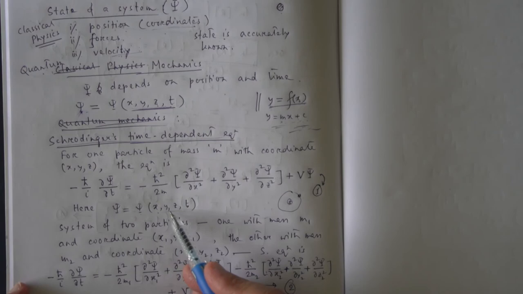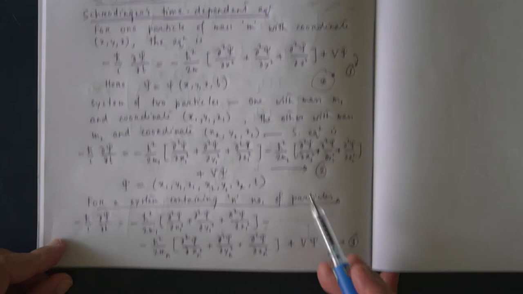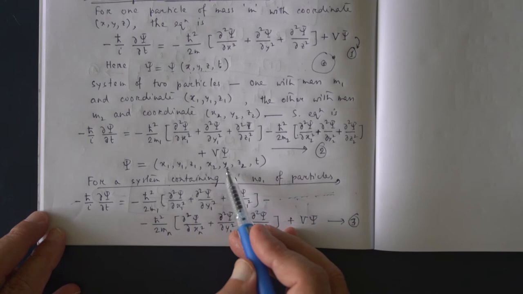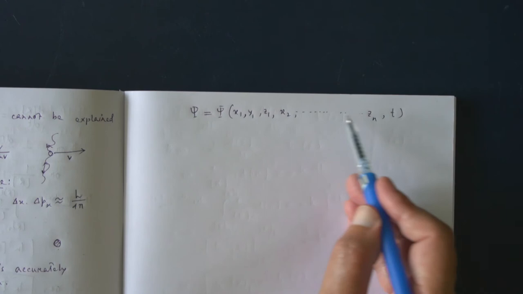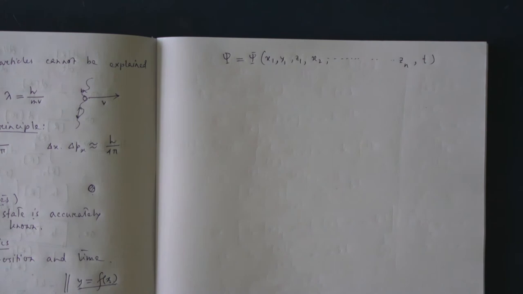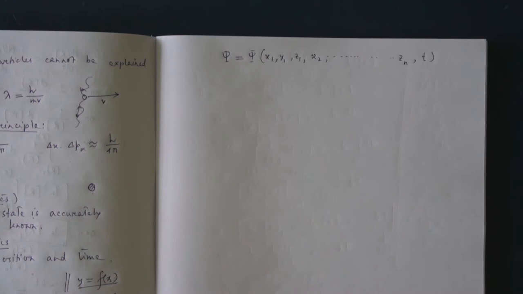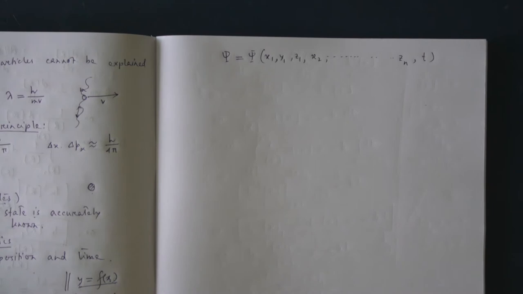So you see, for only one particle, if I neglect time, psi is a function of three variables, x, y, z. For two particles, if I neglect time once again, psi is a function of six variables. For n number of particles, if I neglect time, psi will be a function of 3n variables. This is how we write the Schrödinger equation for different systems, and of course this is the time dependent equation.